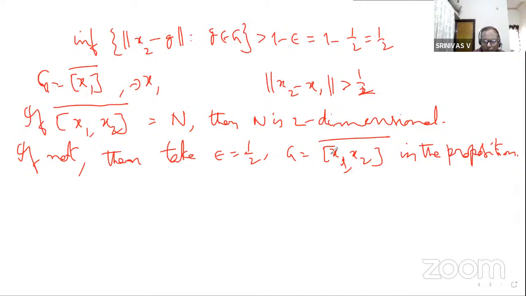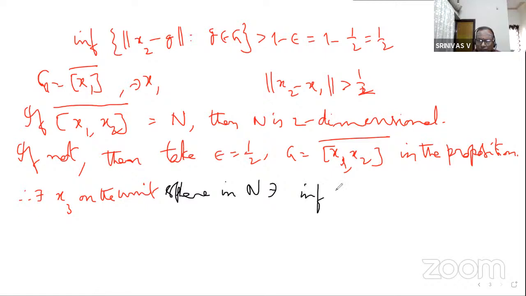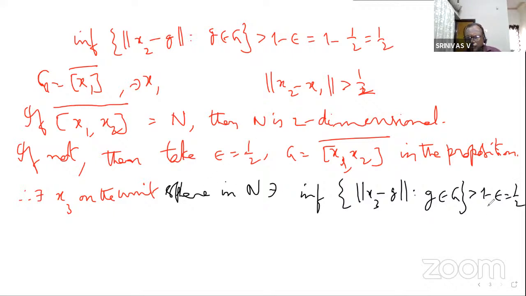Previously epsilon was half, and now also epsilon is half, but g has changed from one-dimensional to two-dimensional. So the new element may change. Therefore, there exists an x3 on the unit sphere in n such that the infimum of norm of x3 minus g, such that g belongs to G, is greater than 1 minus epsilon, which is half.